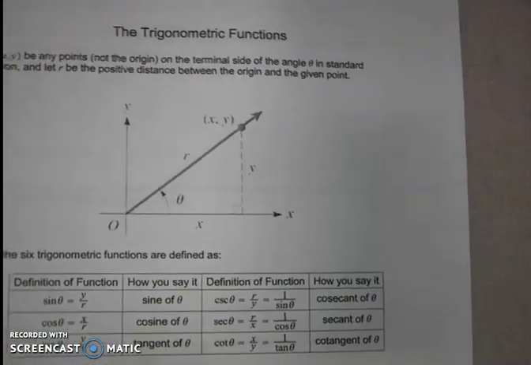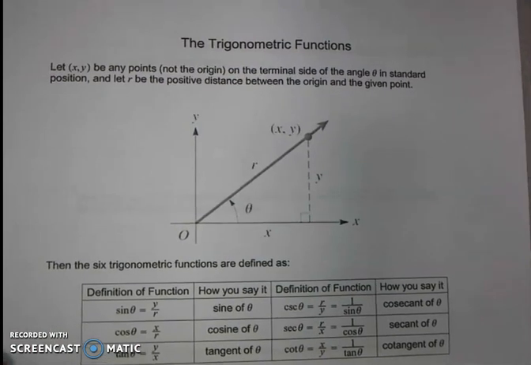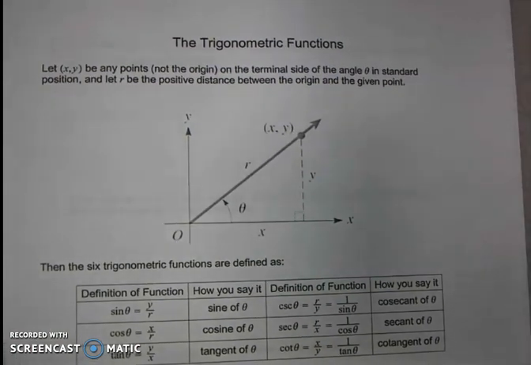All right, so now on to section 4.2. We're going to define the trigonometric functions, and these will be critical to us. We will be using the trigonometric functions for the entire rest of the semester. The rest of the semester, we're going to be doing trigonometry.